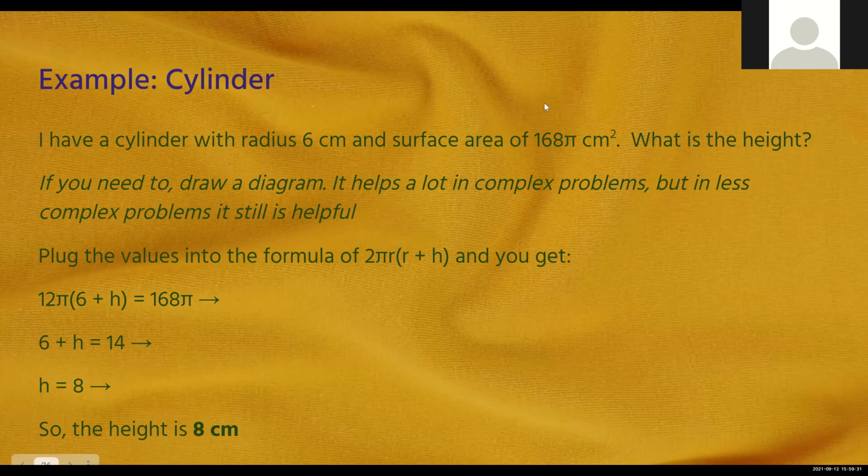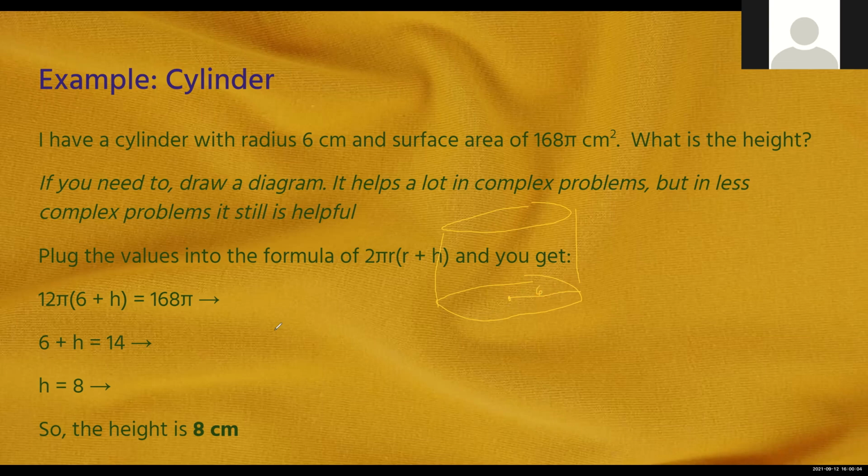Okay, so I forgot the transition for the answer, right? So say I have a cylinder with the radius of 6 centimeters and the surface area of 168 pi centimeters squared. So what is the height? Obviously you guys can see the answer, but I'm just going to draw an image to help us visualize this, right? So we have the cylinder right here.